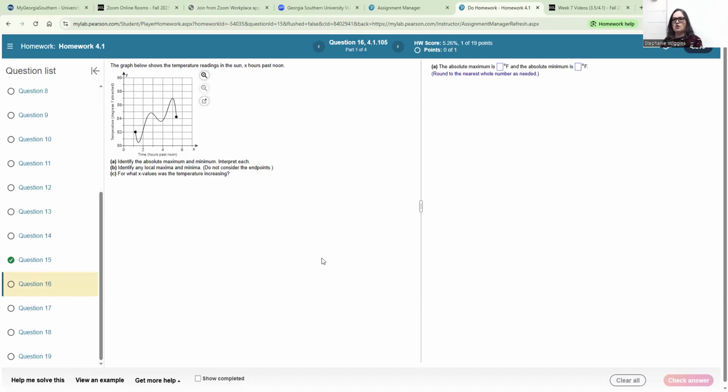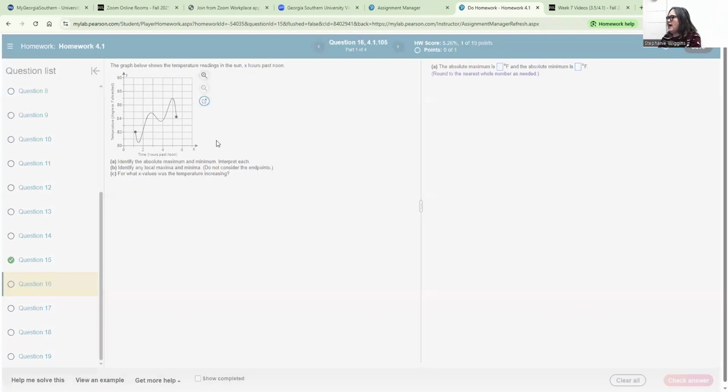Okay, in this graph, I just want to go through this to kind of help you understand the difference between absolute and local extreme values. So we are given that the graph below shows the temperature readings in the sun, x hours past noon. So it's just keeping track of the temperature, nothing too complicated. We're supposed to identify the absolute maximum and minimum, and then we're going to round our answer to whole numbers. That's what it says, round to the nearest whole number. So I'm going to go ahead and do that.